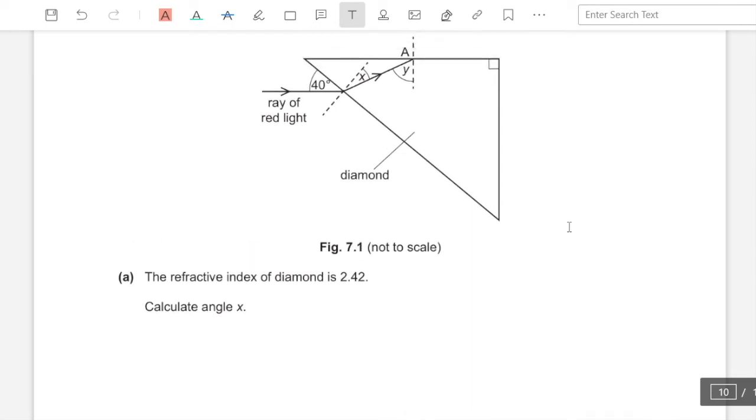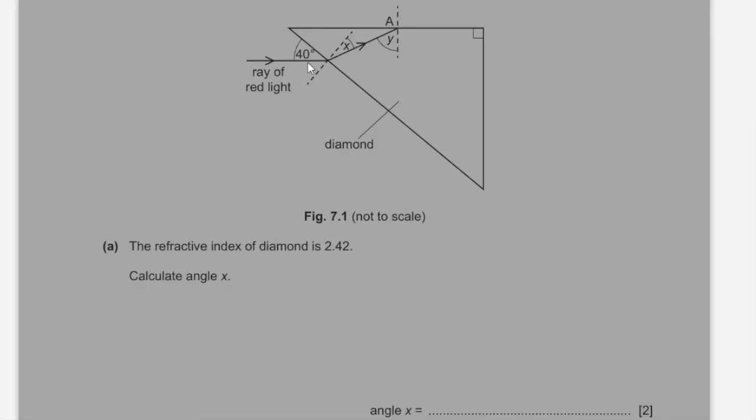Calculate angle x. So angle x over here is the angle of refraction. So here we're not actually given the angle of incidence. Angle of incidence is supposed to be between the incident ray and the normal. Since this is the normal, it's supposed to be perpendicular, or have an angle of 90 degrees with the border, which means the angle of incidence over here should be equal to 90 minus the remaining angle, which is 40. So angle of incidence is 50 degrees.